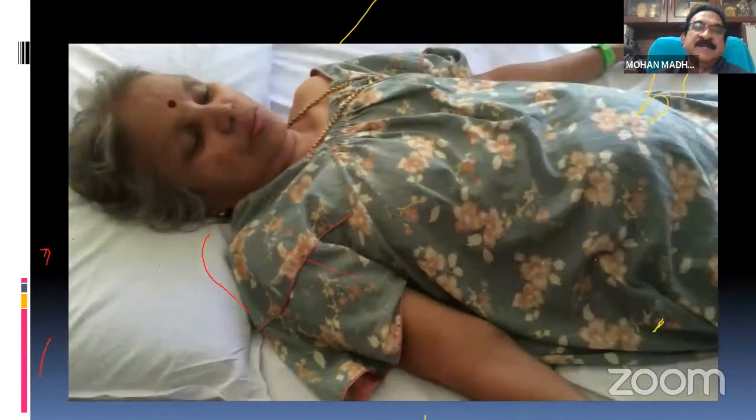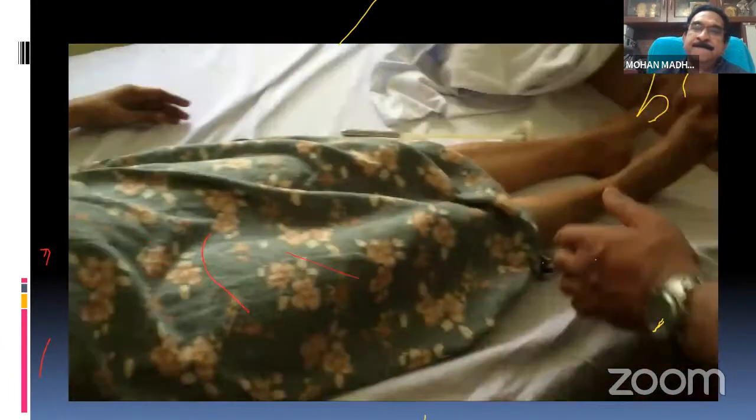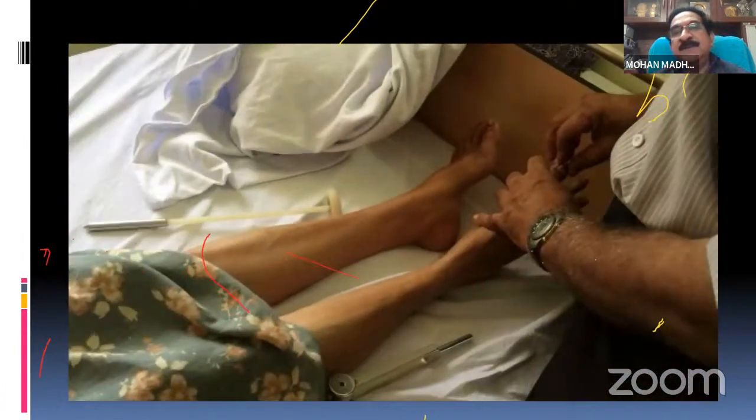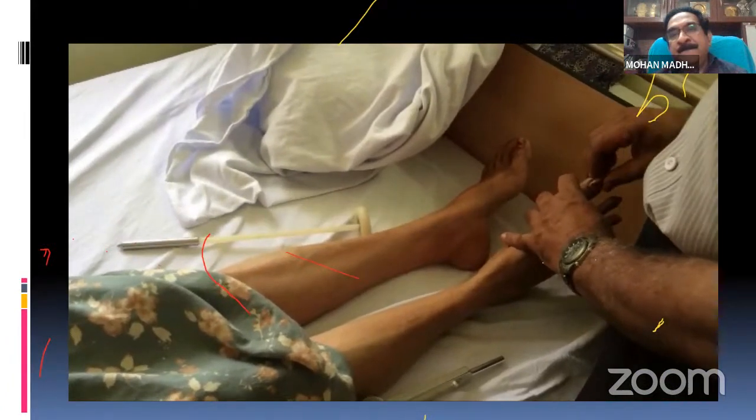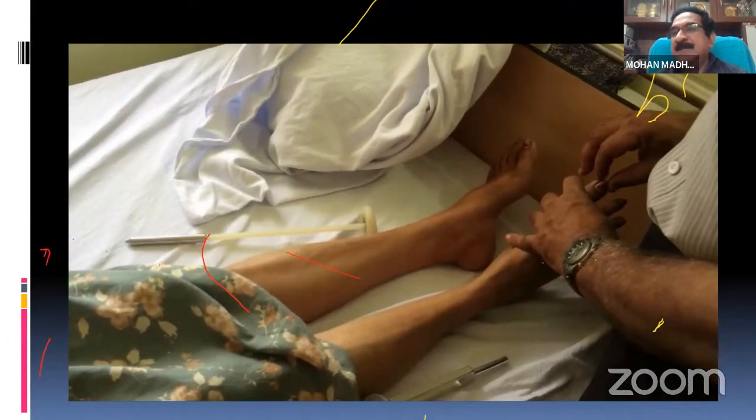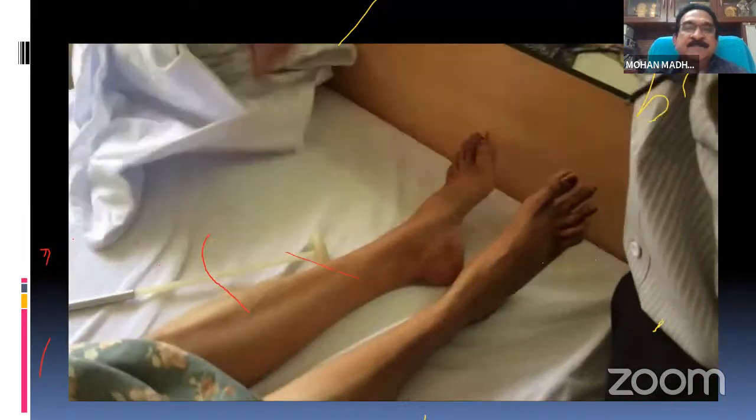Look at the sternum. She is able to feel it at the sternum. Now in joint position sense, totally she is not able to appreciate any movement. She does not even feel the movement.